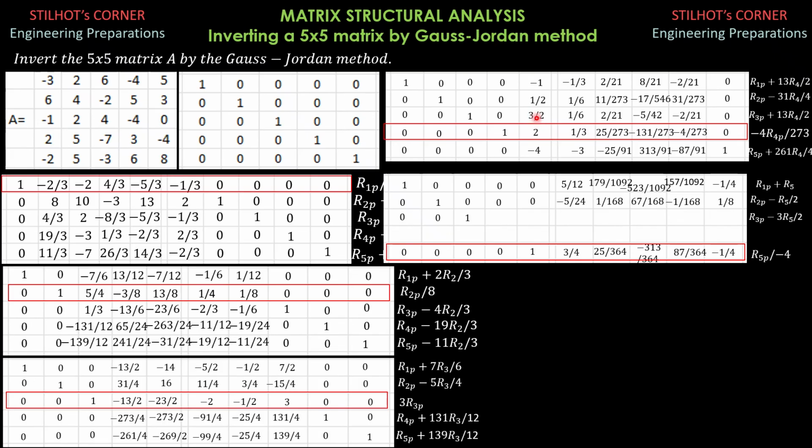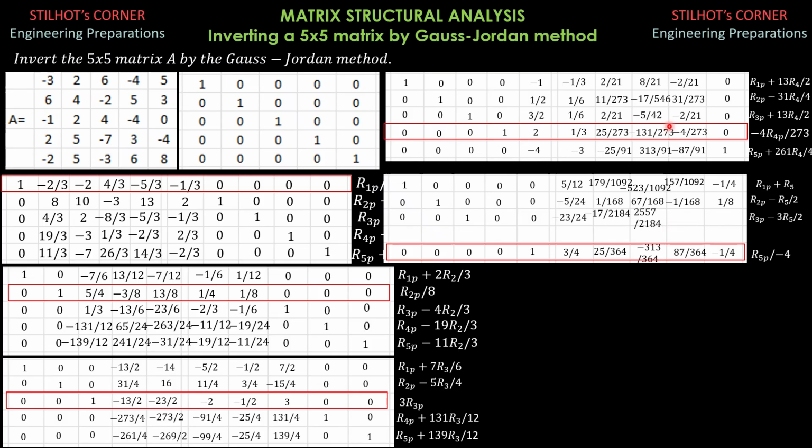So it should be row 3 previous minus 3/2 of row 5. So that this is 0, 0, 1, 0, 0. Then 1/6 minus 3/2 of 3/4, that's negative 23 over 24. 2 over 21 minus 3/2 of 25 over 364, that's negative 17 over 2184. Negative 5 over 42 minus 3/2 of negative 313 over 364.